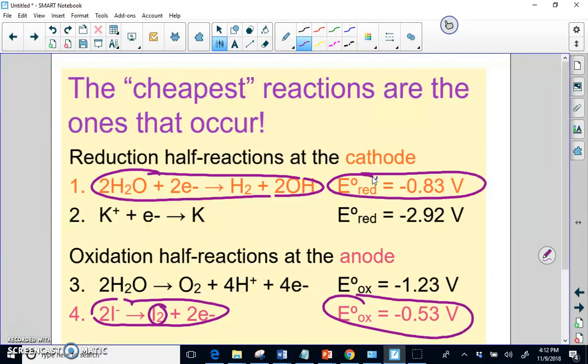The homework asks you to do a different solution, I think it's lithium chloride or something. So you have to do the same thing: break the reactions down into their half reactions, and figure out which reactions are the cheapest or require the least amount of energy, and those are the ones that occur.